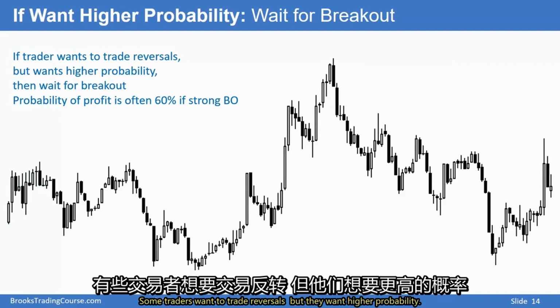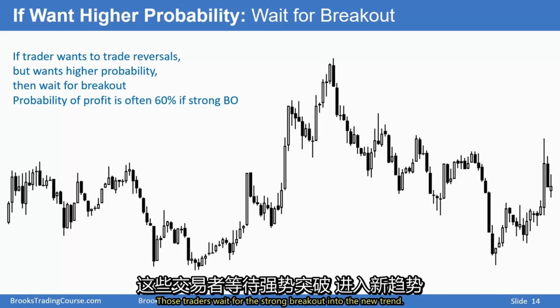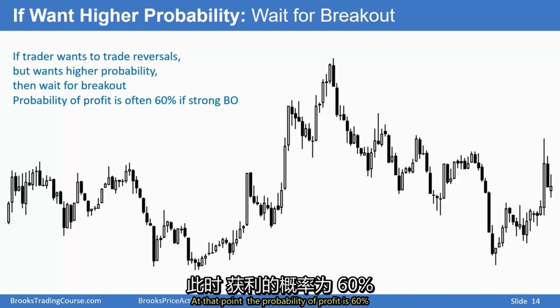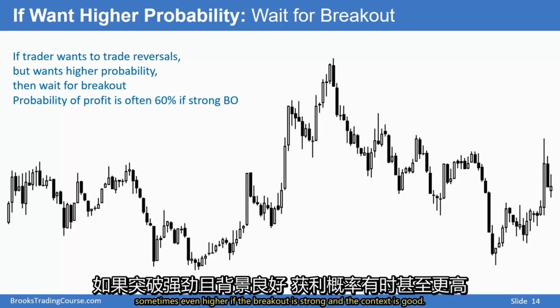Some traders want to trade reversals, but they want higher probability. Those traders wait for the strong breakout into the new trend. At that point, the probability of profit is 60%, sometimes even higher, if the breakout is strong and the context is good.